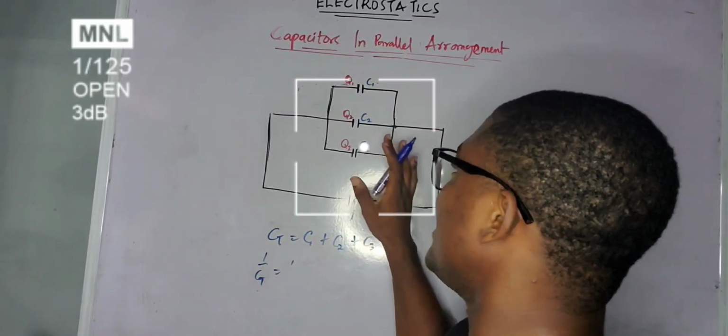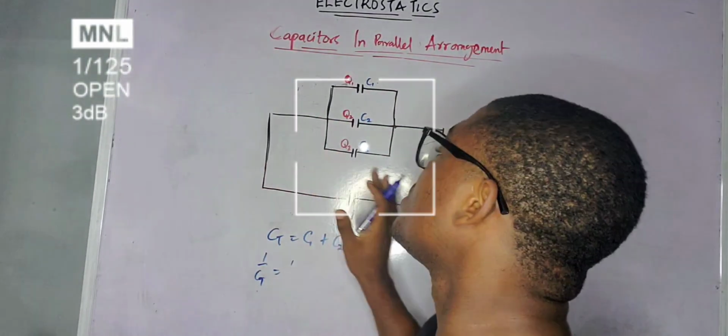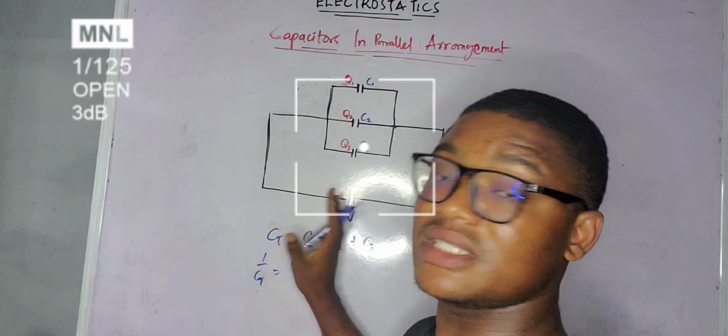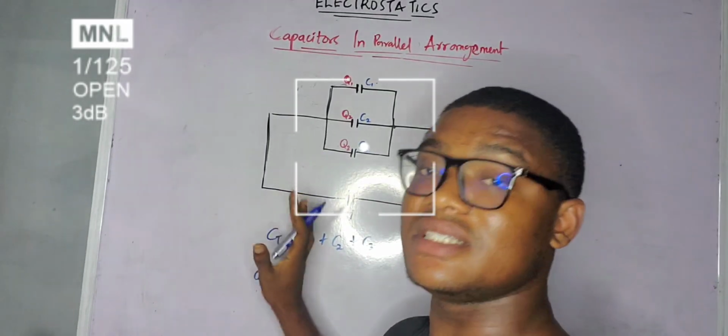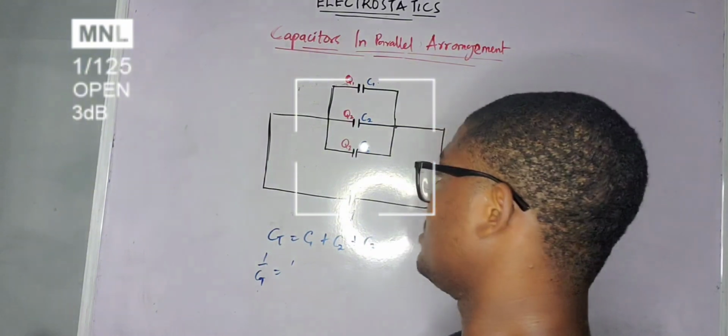Now, in parallel arrangement, the charges are not the same. Q1 is not equal to Q2, and Q2 is not equal to Q3. But the voltage is the same. So in parallel arrangement, the voltage is the same. In series arrangement, the charge is the same. Take note of that.